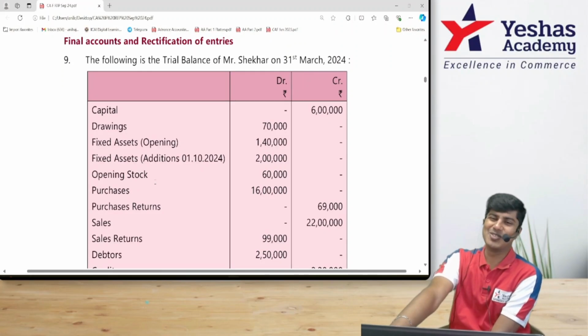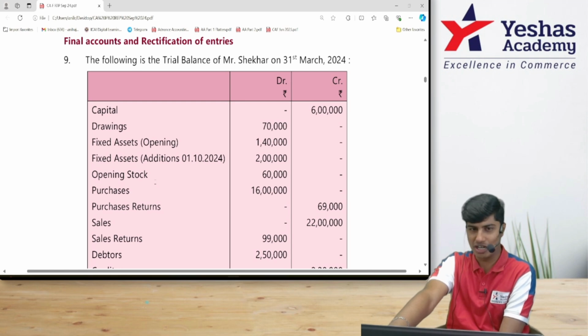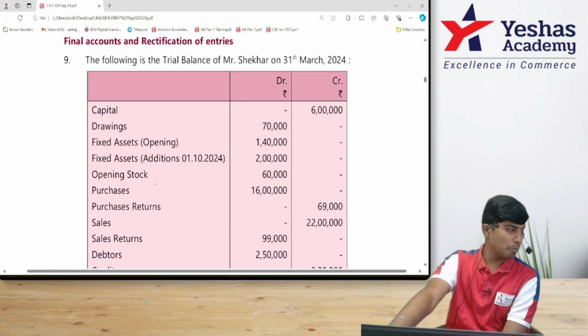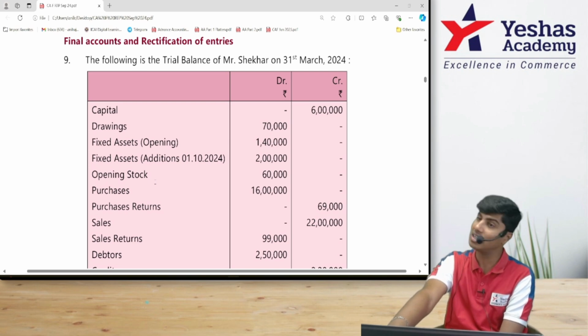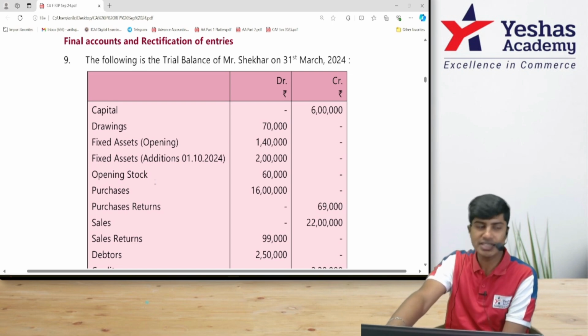Come on, guys. Let's now solve question number 9 from our September 2024 RTP of CA Foundation Accounting. This question is on final accounts of sole proprietor. The beautiful part is this question also has rectification adjustment alongside. Can we start? Start reading.